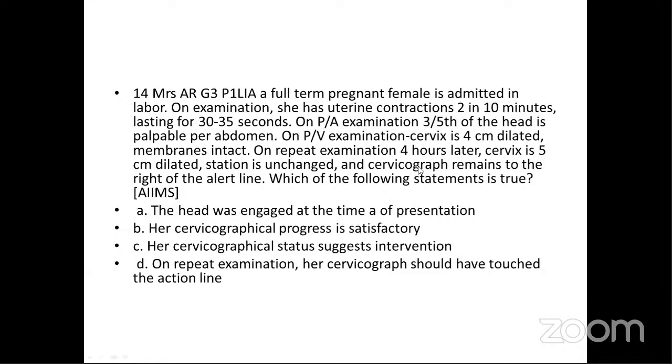So in that sense, in 4 hours she should have actually delivered, is it not? But after 4 hours, the cervix is dilated just by 1 centimeter more. From 4 centimeters, she's just gone to 5 centimeters. That means the progression of labor is quite slow, is it not? Yes, ma'am. So the statement that her cervicographic progress is satisfactory is definitely not the right option. So this is ruled out.